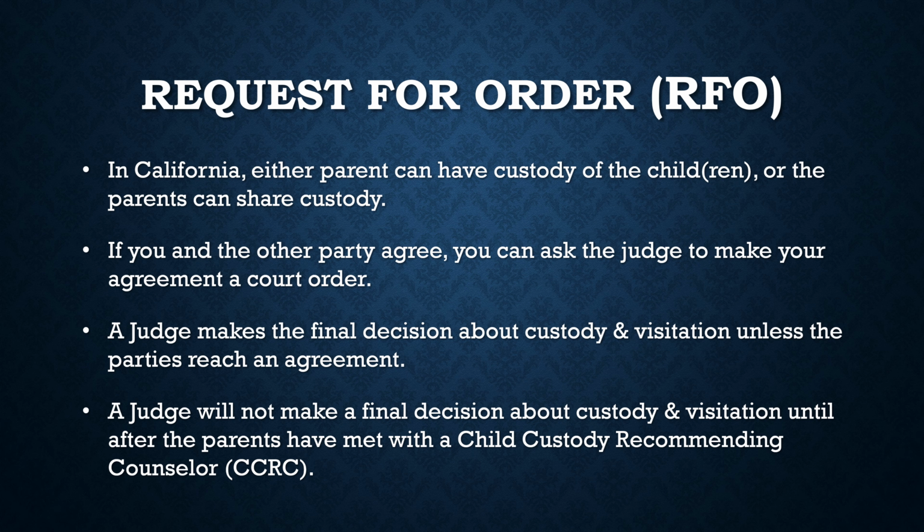Now to the specifics of custody and visitation. Under California law, neither parent is preferred over the other. If you and the other parent have an agreement, you can ask a judge to make your agreement a court order. In fact, you can reduce your agreement to a written format and submit it to the judge for approval and never have to see the inside of a courtroom. But in the absence of an agreement, both parties will be required to meet with a child custody recommending counselor on the day of their hearing. But in the end, it is the judge who makes the final decision on custody and visitation.